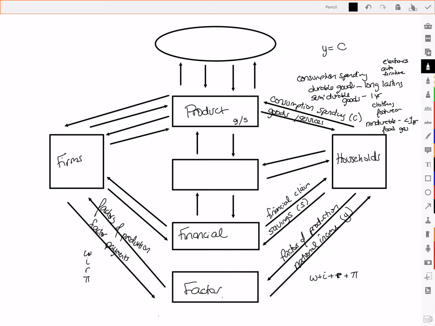All right, so we take our income, we spend it, we save it. We also have to pay taxes. So our center box here is the government.